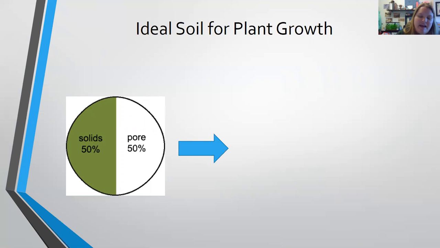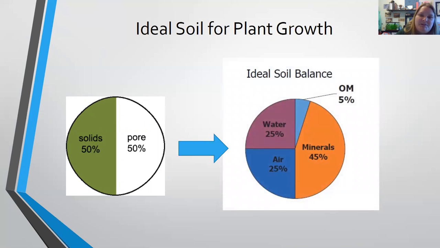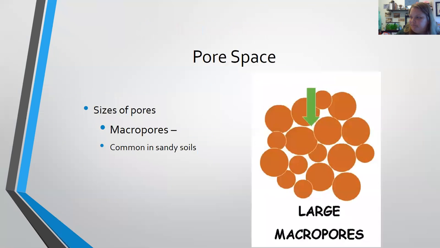And you can divide that out even further. The pore space is then divided into either holding water or air, and the solids are made up of minerals and organic matter. But I want you to keep in mind the 50-50 solids to pore space when you're looking at the measurements of solids and pore space, and asking whether the soil is going to be ideal for growing plants in, or is it compacted? Going off of this would help you answer that question.